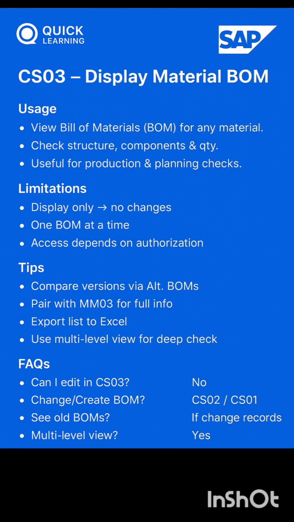Today's question is about CS03 transaction. It is used to view bill of materials for any material. It is used to check structure, components and quantity. It is useful for production and planning checks.